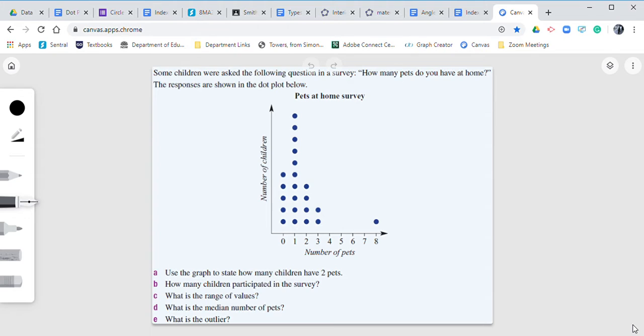So A, use the graph to state how many children have two pets. So I look at where 2 is on the dot plot. I count the amount of dots. 1, 2, 3, 4. And I know my answer is 4.